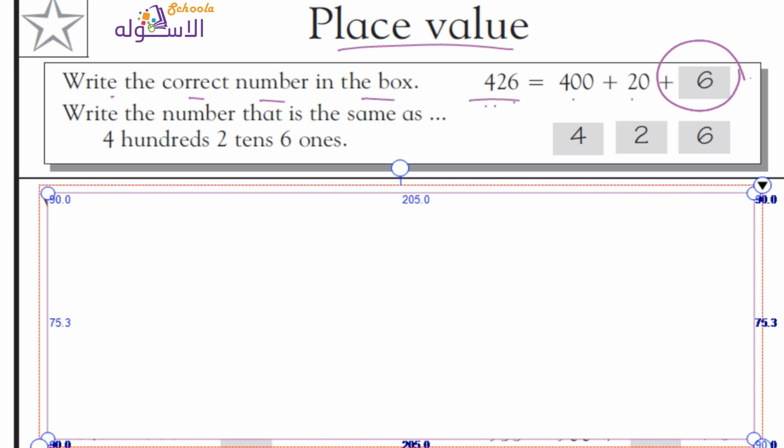Very good. You may be asked another type of question. What's that? 4 hundreds, 2 tenths, 6 ones. We said the ones is the same as the units. So 4 hundreds, I will write 4 in the hundreds, like that. 2 tenths, I write 2 in the tenths. 6 ones or 6 units, I write the number in the units, so it will be 426. So it's very easy. Just take care whether he's asking about the place or asking about the value. Okay, so let's have an exercise to understand more.